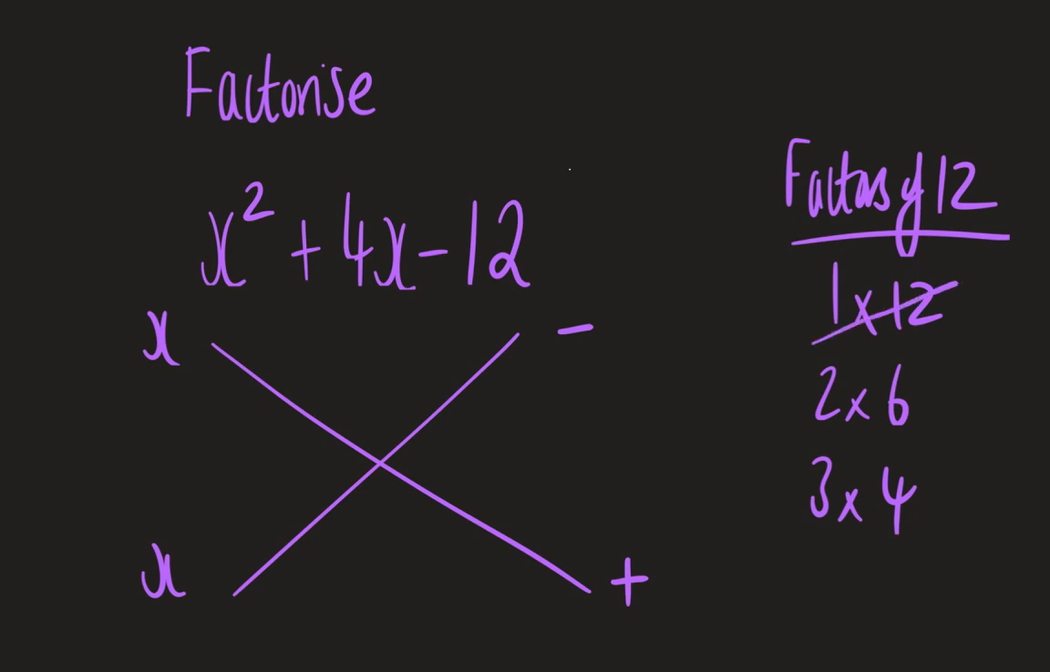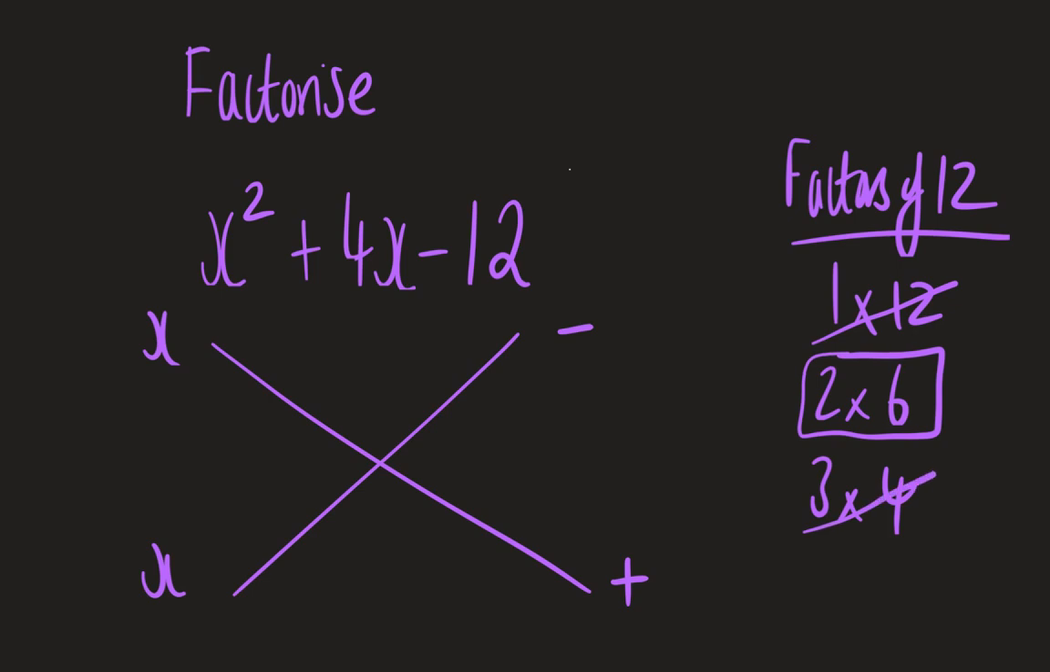2 and 6, they are 4 units away from each other on a number line, right? Picture a number line. It is 4 little jumps to get to this guy here. And let's just check the next one. 3 and 4 are 1 away from each other on a number line, so it can't be that one. So it must be 2 and 6.